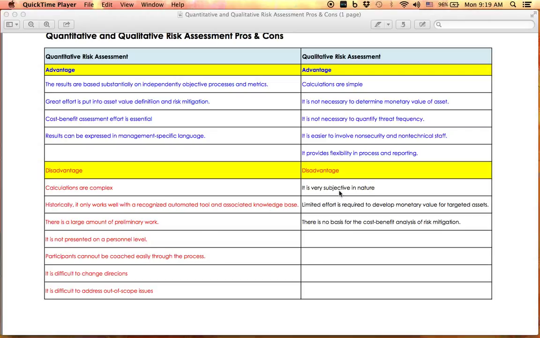About the qualitative risk assessment disadvantages, we have only three. One is that it is very subjective in nature. It's very subjective, not objective. The second is that limited effort is required to develop a monetary value for the target asset. And the last one, there is no basis for the cost benefit analysis of risk mitigation. So this is the comparison between the quantitative and qualitative risk assessment.